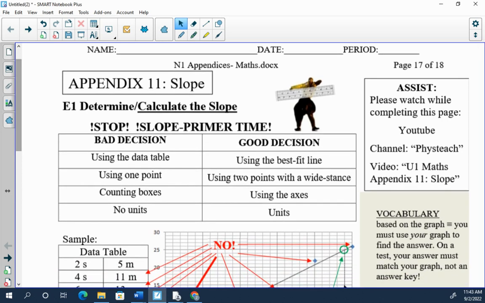Slope is one of those things that kind of fools people. They figure, oh, slope's easy. I know how to do slope. I learned slope in middle school. You did. That's no problem, but here there is a problem because you got to be sharp with slope.